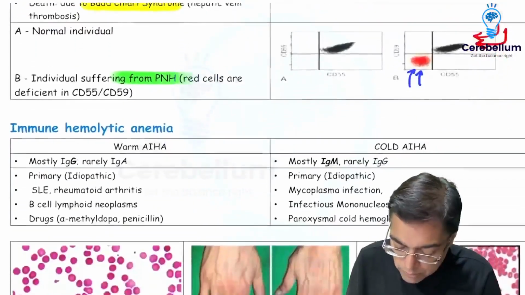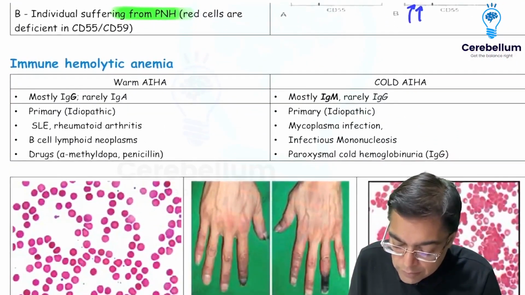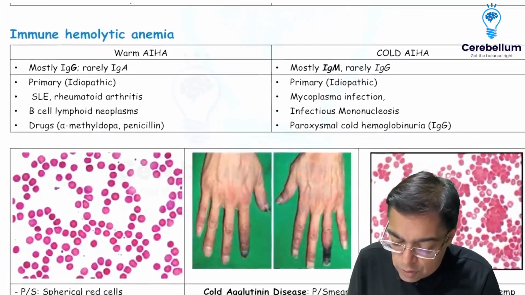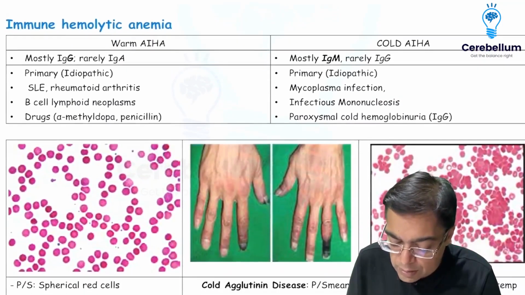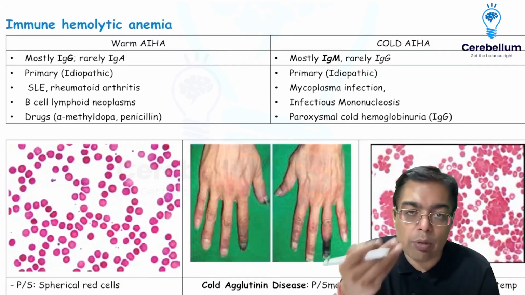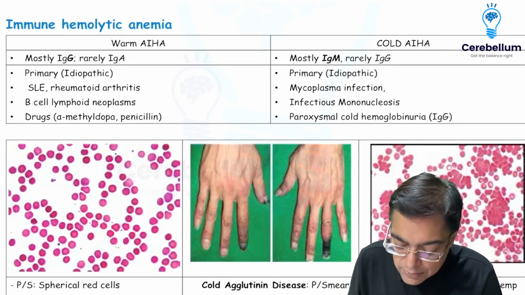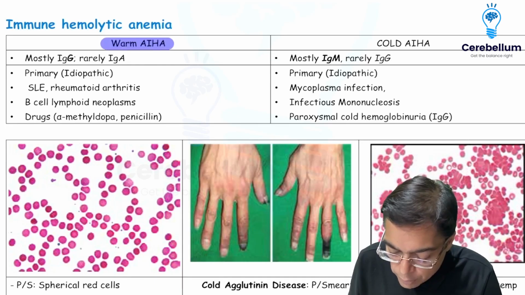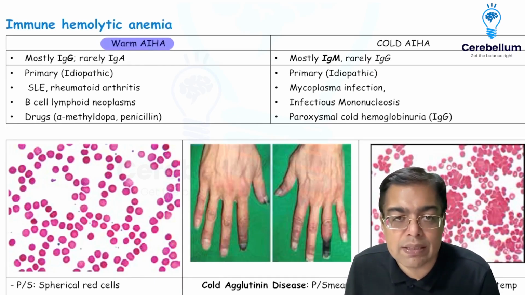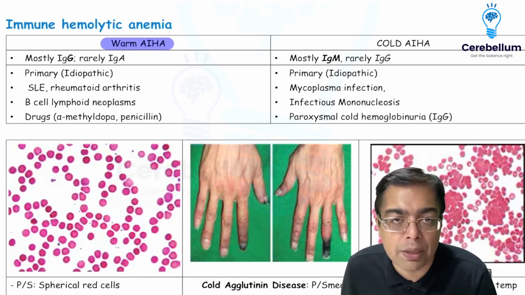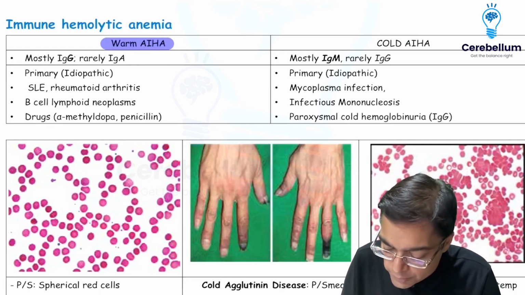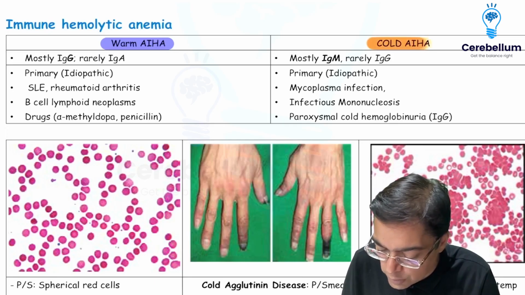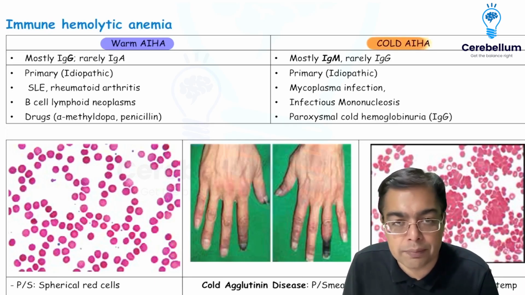When we are talking about the other condition, we need to be familiar with a condition in which there is formation of antibodies against the RBC antigens. If there is antibody formation against RBC antigens, this condition is given the name of immune hemolytic anemia. Immune hemolytic anemia can be of two types. If antibodies are going to attach at 37 degrees Celsius, it is called warm autoimmune hemolytic anemia. If it is going to be attaching at a cold temperature, it is called cold autoimmune hemolytic anemia.